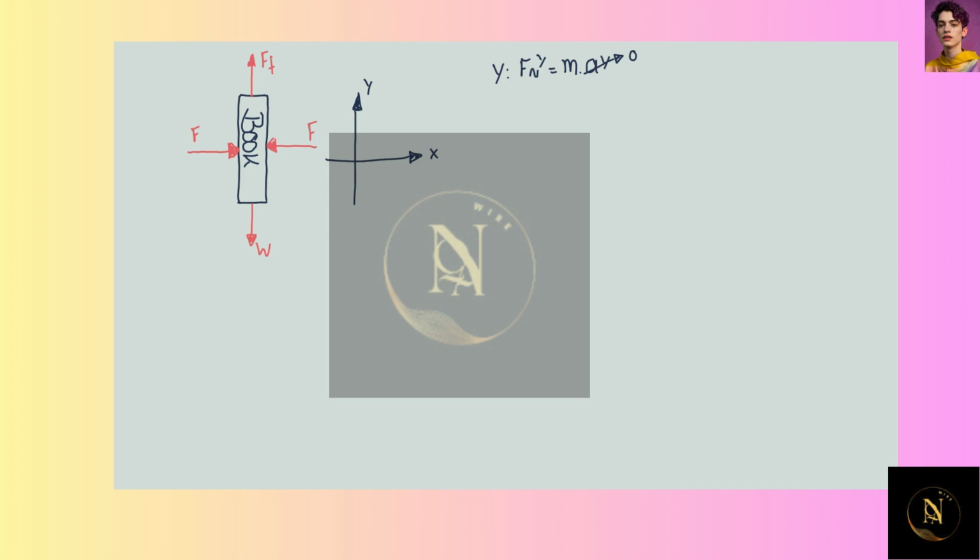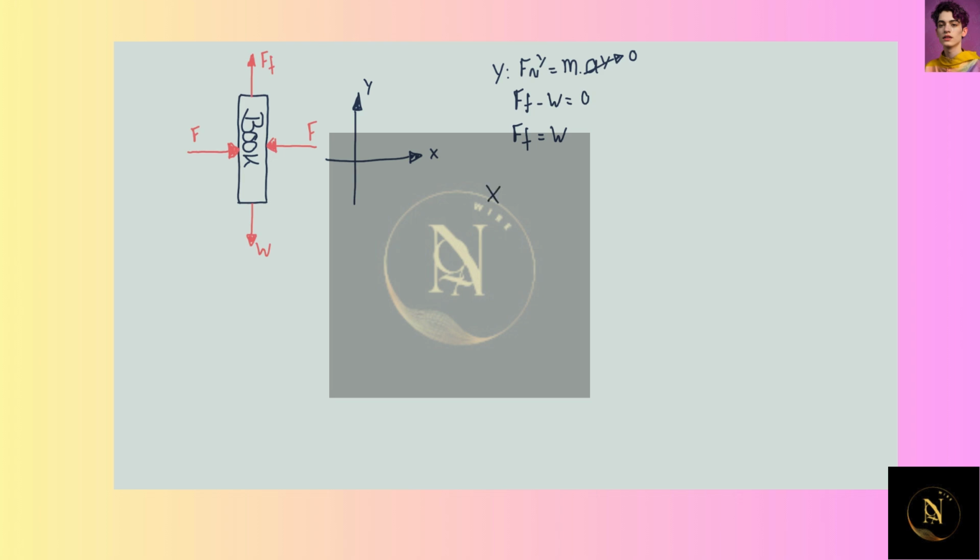But the net force in the y direction is composed by two forces: the frictional force, which points to the positive y direction, and the weight force, which points to the negative y direction. So the frictional force minus the weight force is equal to 0. Therefore, the frictional force is equal to the weight force. Okay, this is a nice result.